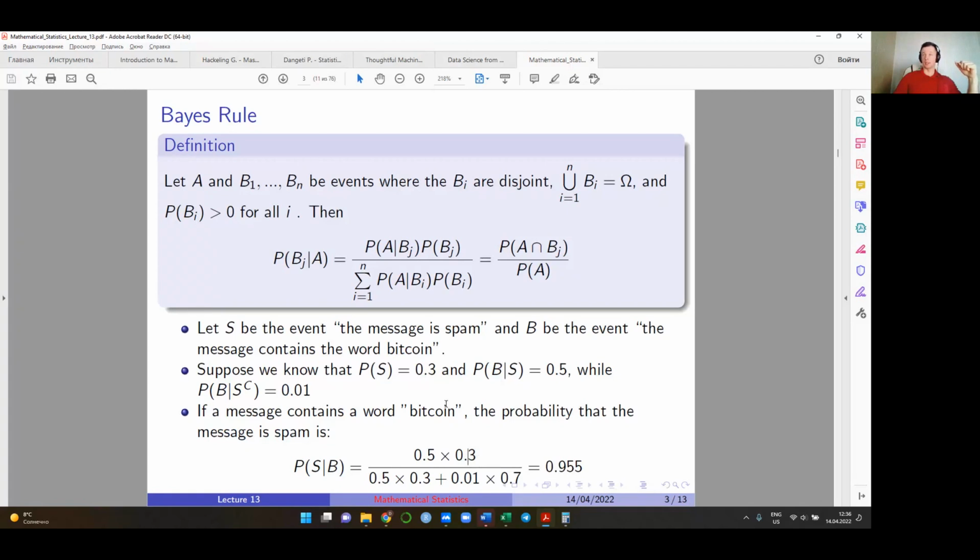In the denominator, I need to calculate the total probability to receive a letter with a Bitcoin. So first of all, I can receive a letter with a Bitcoin when it's spam, and I know this probability, it's 0.5 times 0.3, or it might be not a spam with the word Bitcoin. What is the probability that I will receive not a spam email? This is 0.7 here. And I multiply 0.7, that I received not a spam message, by the probability that this not spam message will contain a Bitcoin word here. And the probability that if an email contains the word Bitcoin, the probability that this email is spam is going to be 95.5%. Meaning that only 4.5% that this email is not a spam.